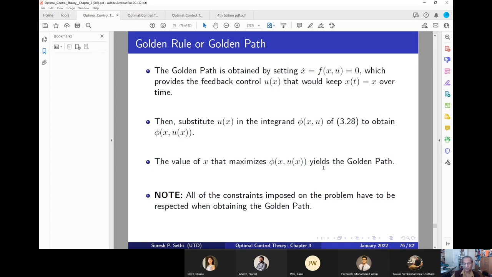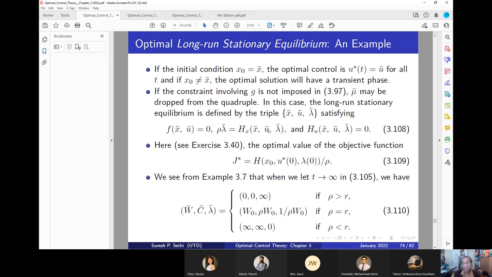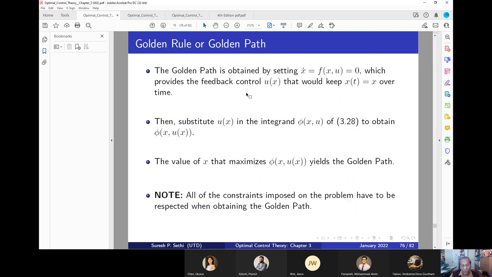So the golden path is the best initial condition among all initial conditions, if you want to keep that initial condition forever. So what is the best initial condition for which you want to maintain that best initial condition? Best initial condition doesn't mean it is the best initial condition for long-run stationary equilibrium. It is the best initial condition in terms of the golden path, okay?